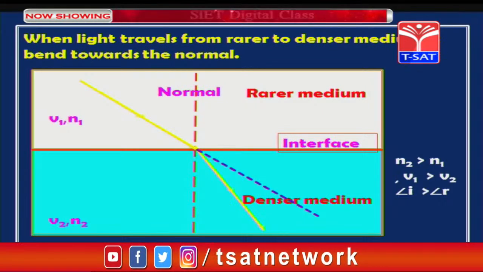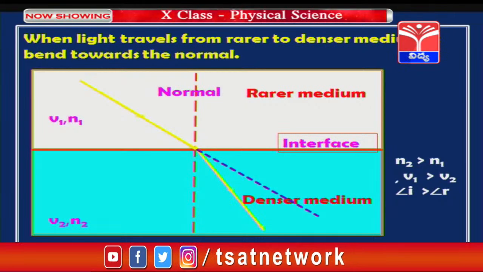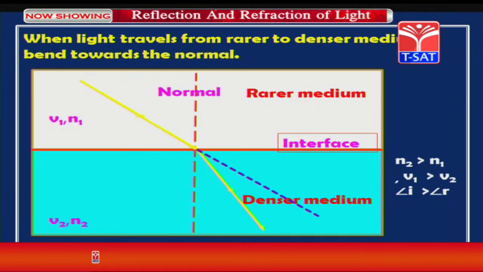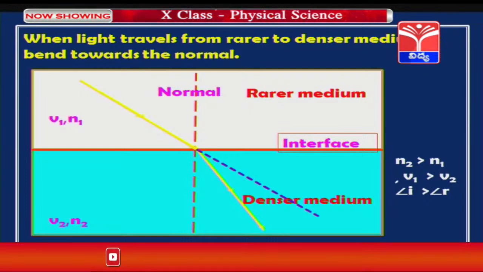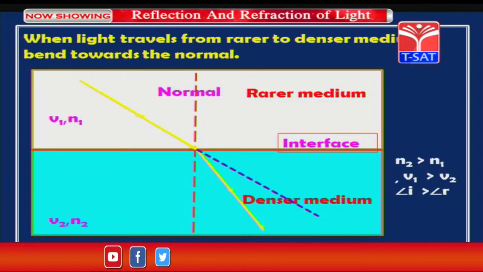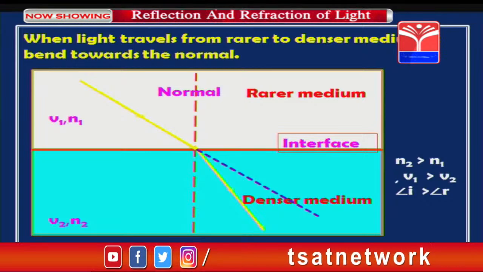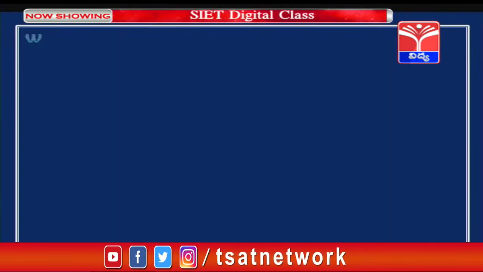Speed of light in the rarer medium is always greater. So, V1 is greater than V2. When light travels from rarer to denser medium, it bends toward the normal. So, in this case the angle of incidence is greater than the angle of refraction.